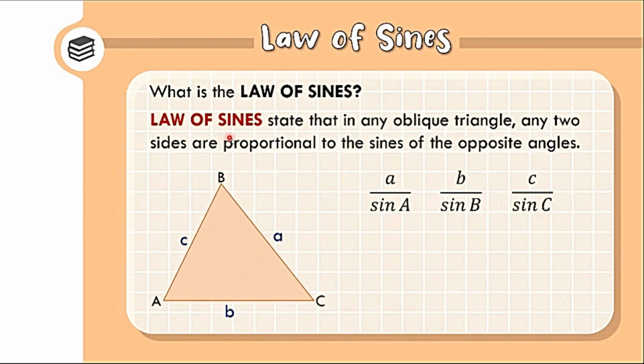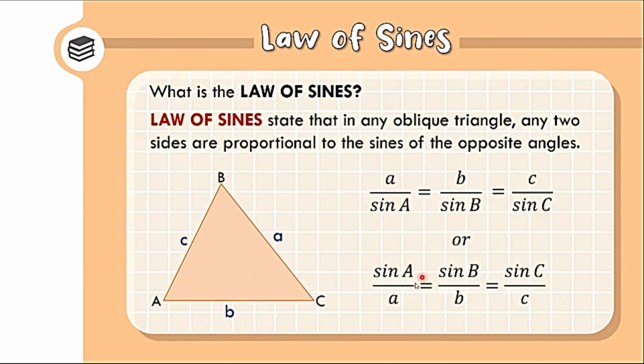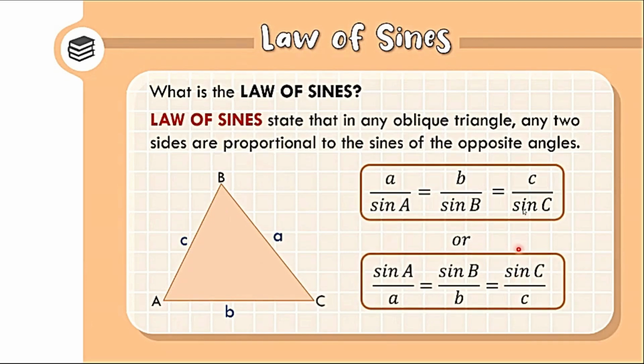And since in the law of sines, the sides are proportional to the sines of the opposite angles, it means a over sine A is equal to b over sine B, while b over sine B is equal to c over sine C. Or it can be written as sine A over a is equal to sine B over b is equal to sine C over c. Please remember these proportions as we will use these equations as we solve for the missing parts of the given oblique triangles.